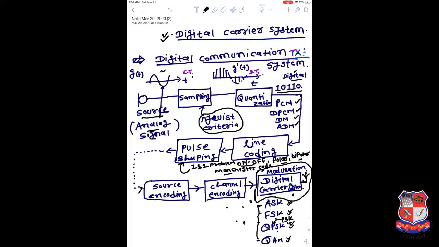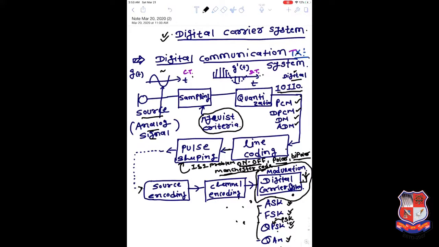Then this binary data is passed through the line code to get the shape of a pulse. And here also various line codes are available to encode the signal: on-off signal, polar signal, bipolar signal, or maybe a Manchester code. And all the line codes have different characteristics. The users are free to go with any one of the line codes which satisfies their need.